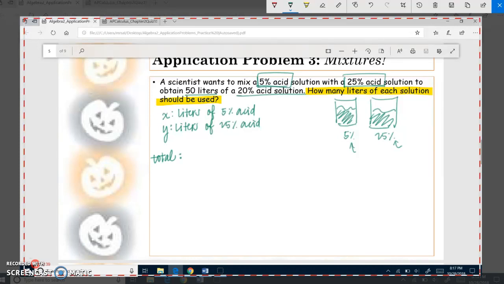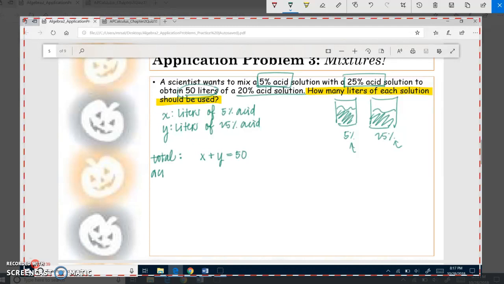Well, that's going to be pretty easy because we have liters from one of the acids, liters from the other acid, and overall we want 50. So all we have to say here is x plus y is equal to 50 liters. However much we use of one, however much we use of the other, at the end of the day, we need to end up with that total of 50.